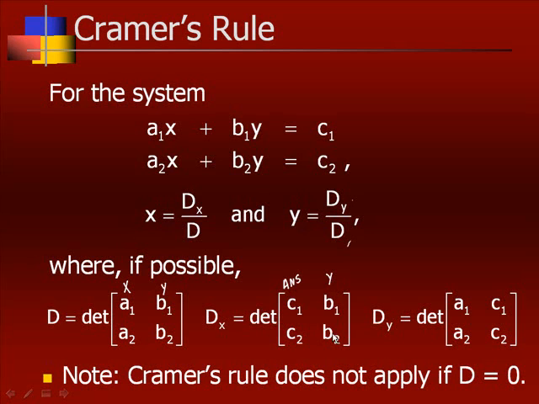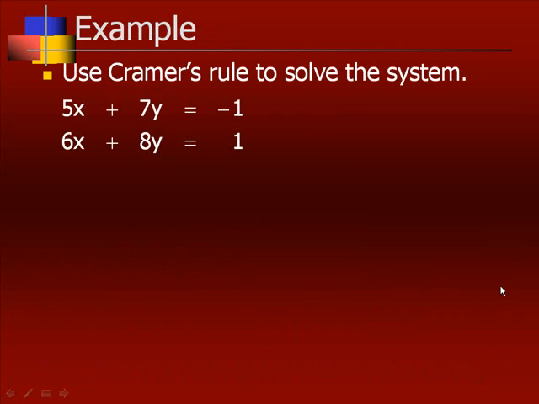Then we have our determinant with respect to y, which we're going to call dy. Notice the x column is there, and you have the answers in the y column. Now, as a note, if D is equal to 0, Cramer's rule does not apply, and you'll have to solve it by a different method. So let's do an example.